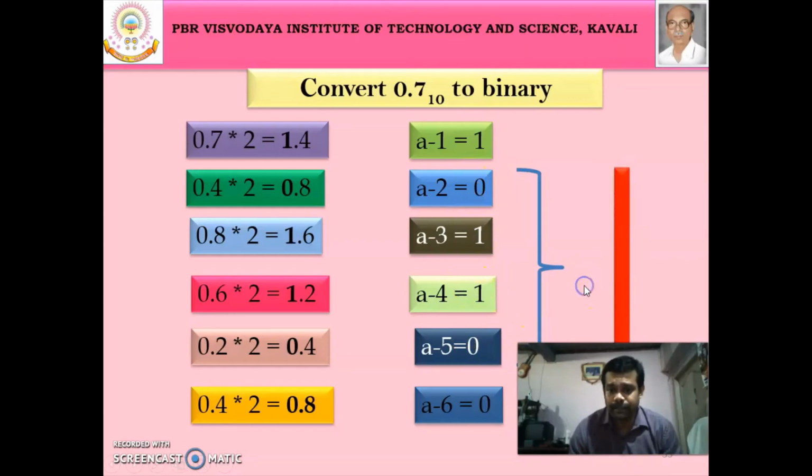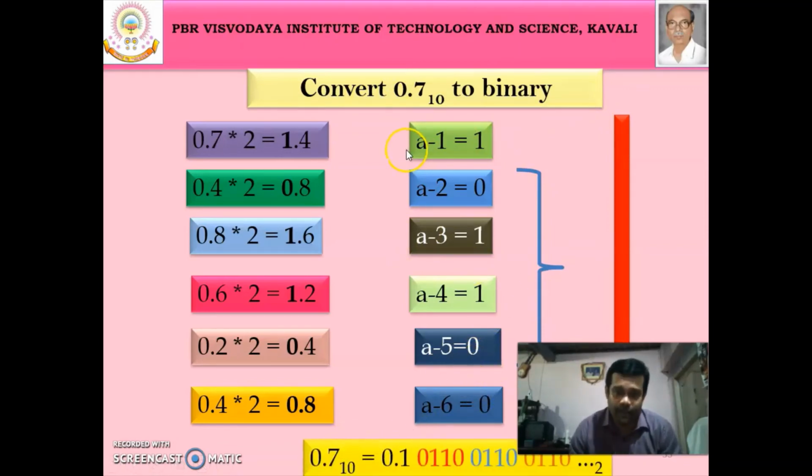It will repeat. So in this conversion, you have to take from A1 to A6. So how to write this answer in this problem is, first you have to write 1, 0, 1, 1, 0. After that, this 0, 1, 1, 0 is repeating. 0, 1, 1, 0. Again it will repeat. 0, 1, 1, 0. 0, 1, 1, 0. So it will be continuing. So we are putting 3 dots and we are writing the answer.